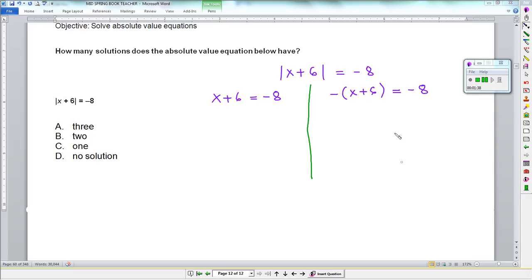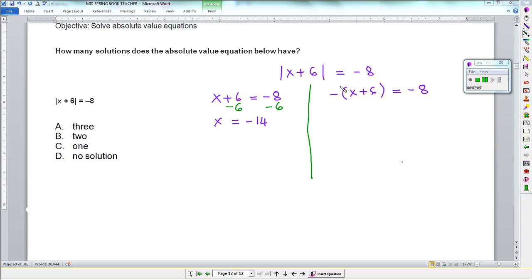Now we are going to solve each equation. Let's start with the first equation. The first thing we have to do is subtract 6 to cancel the 6 from the left side, and then subtract 6 from the right side. So now we will have x on the left equals negative 14.